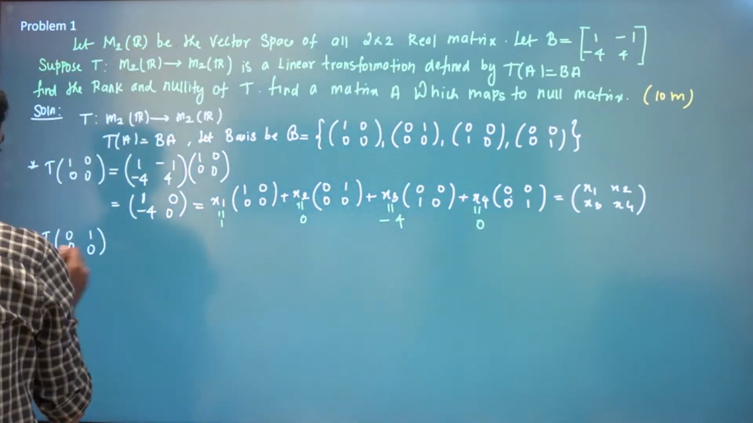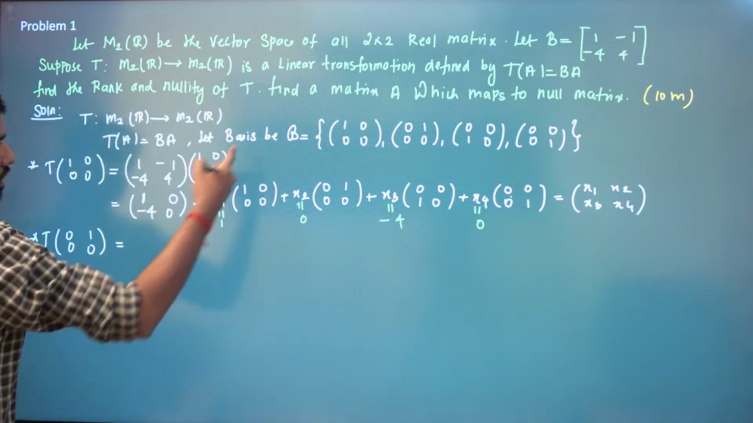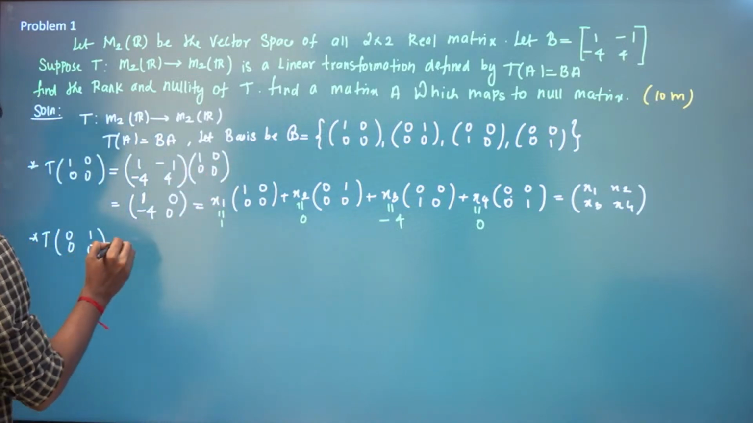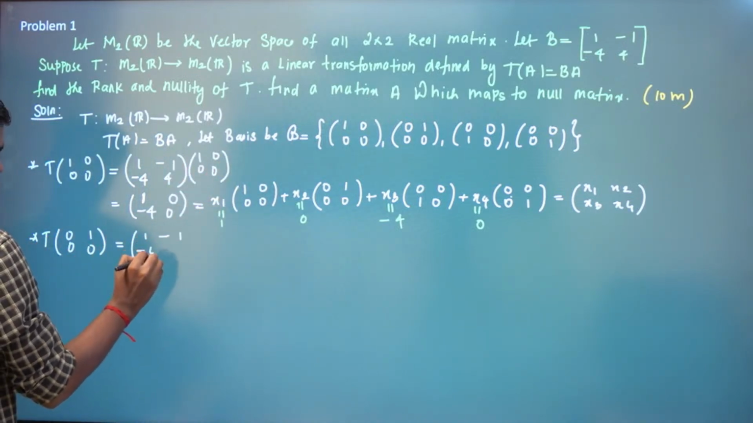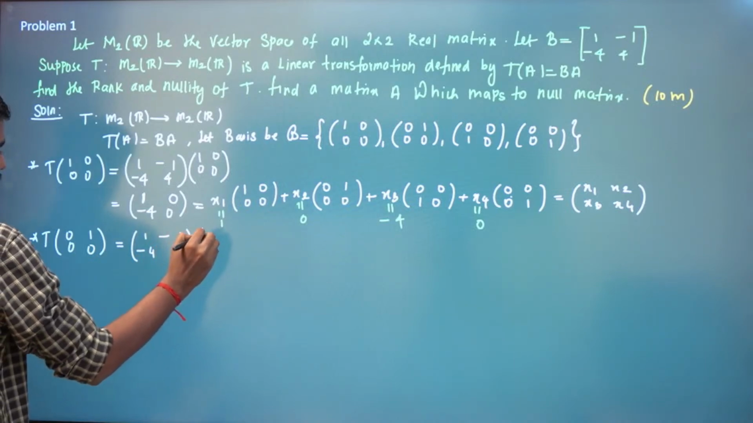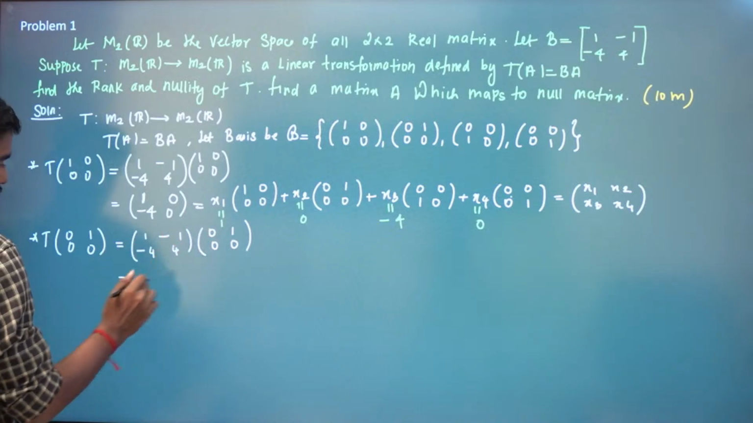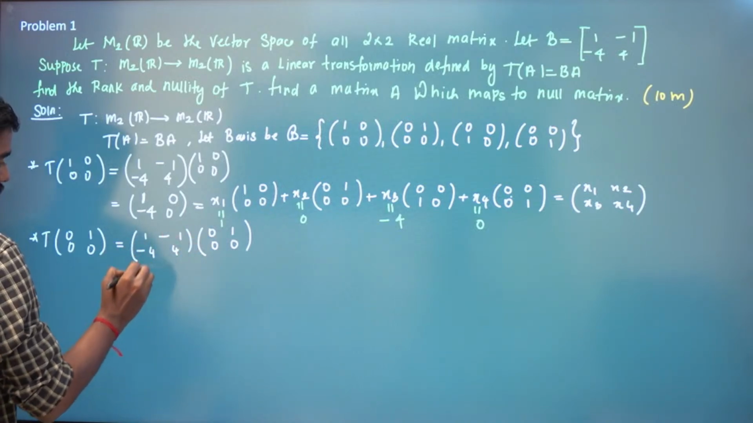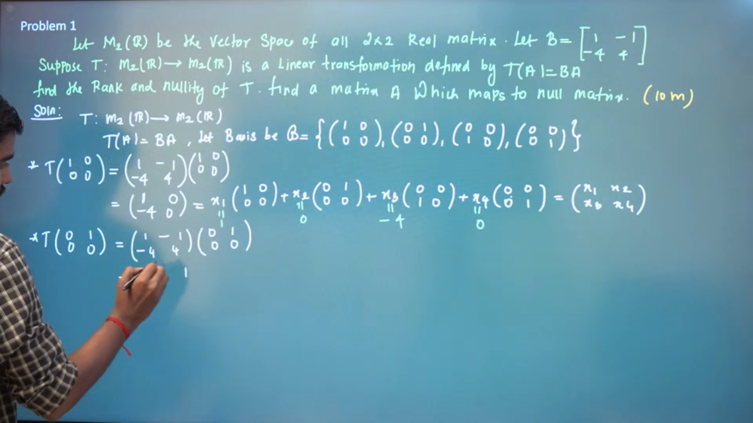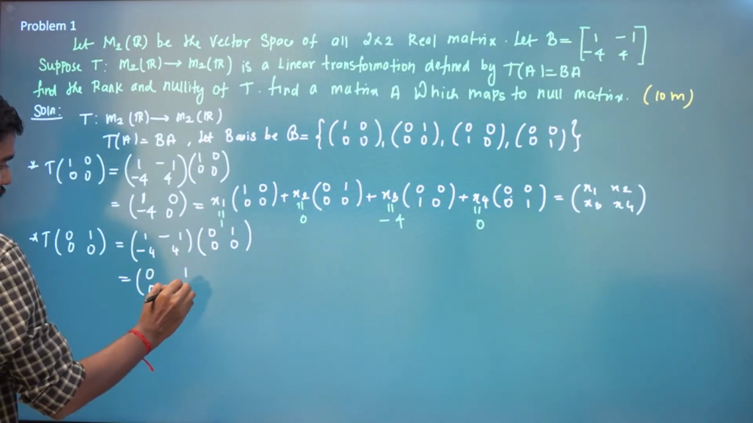Now similarly, for the second basis vector, it is 0 1 0 0. T of A is B times A, so 1, minus 1, minus 4, 4 times 0 1 0 0. This is equal to, this into this is 0, so this will be 1, will be 0, and this is minus 4.